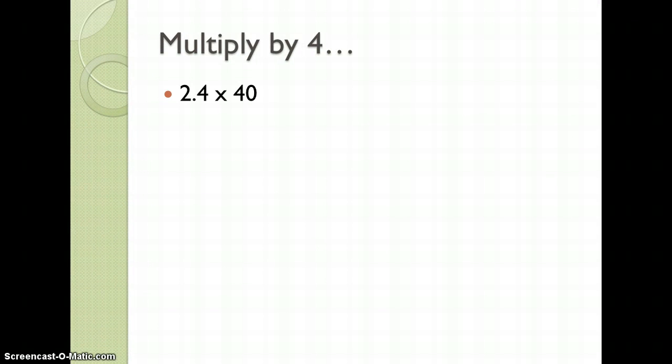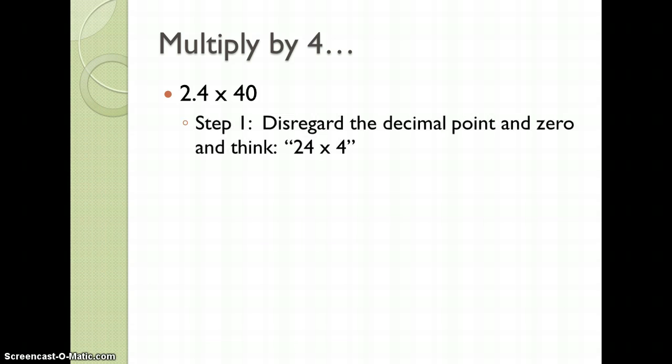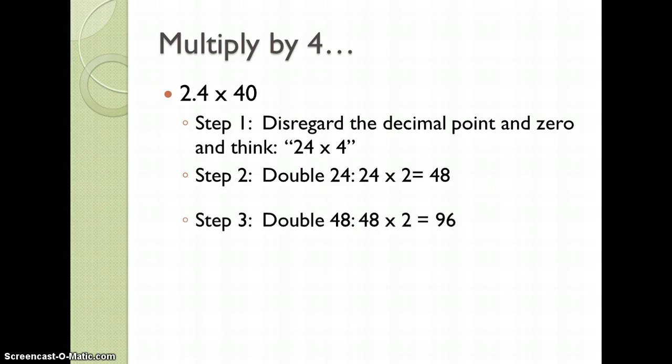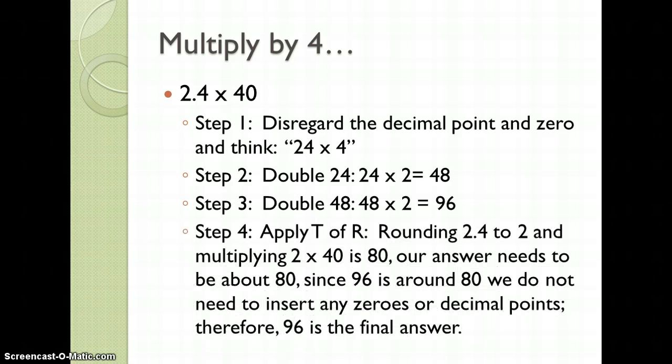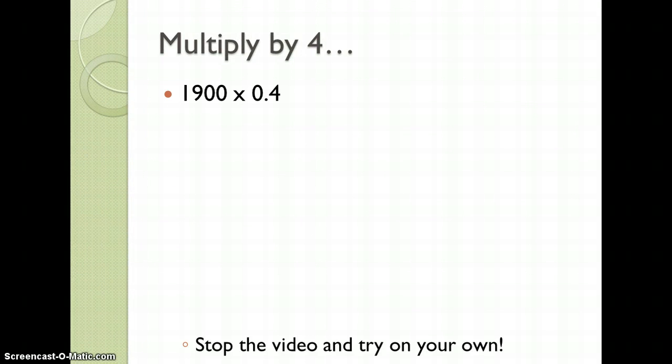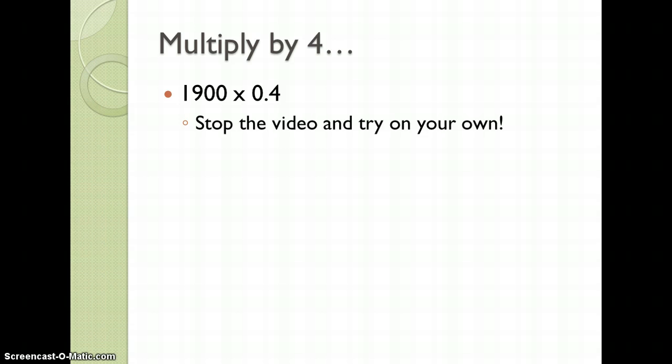Let's multiply 2.4 times 40. We're going to disregard the decimal point and 0 and think 24 times 4. So we need to double 24 to become 48, then double 48 to become 96. Applying the test of reasonableness, rounding 2.4 to 2 and multiplying 2 times 40 is 80, our final answer needs to be about 80. Since 96 is about 80, we do not need to insert any zeros or decimal points. Therefore, 96 is the final answer. Practice multiplying 1900 times 0.4 on your own.